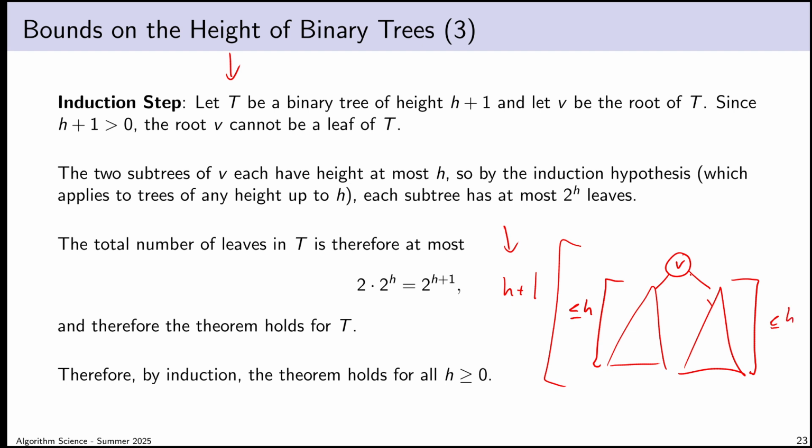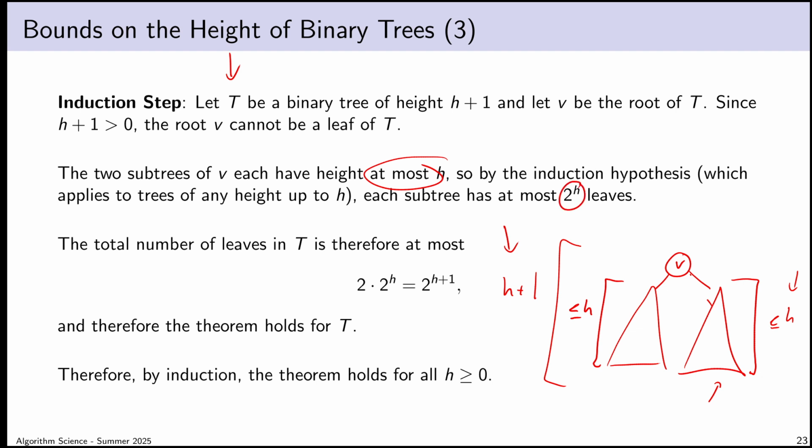The reason why this is nice is that because these things have height at most h, I can apply my induction hypothesis. So that's why I needed the stronger hypothesis, because I can't be guaranteed they both have height exactly h. One of them has height h, but the other one could have some other height, but neither of them can have height greater than h. Okay, so because both of the subtrees have height at most h, the induction hypothesis applies, and I can say that each subtree has at most 2 to the h leaves.